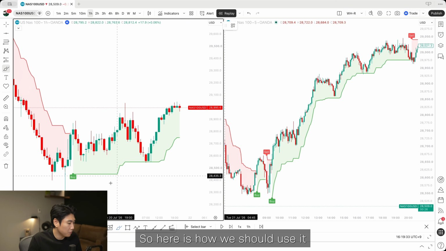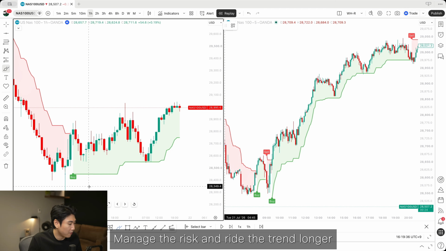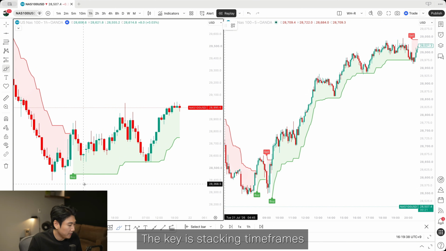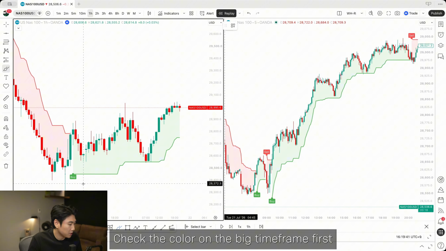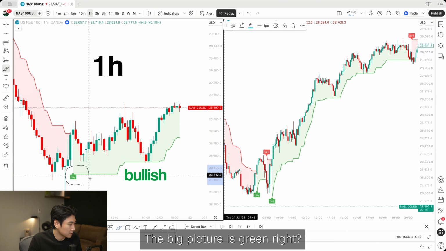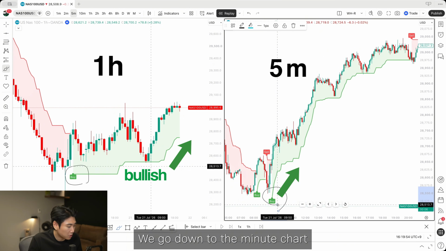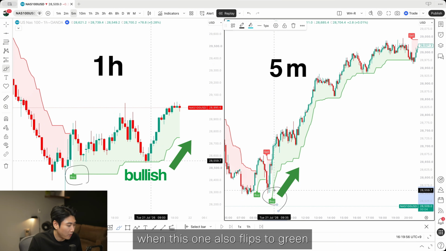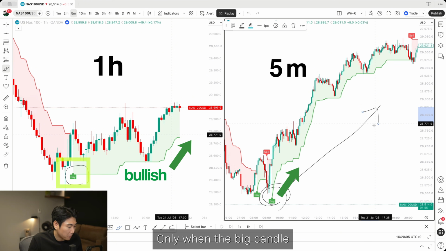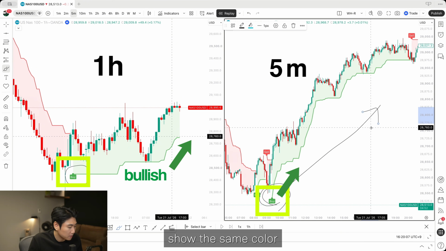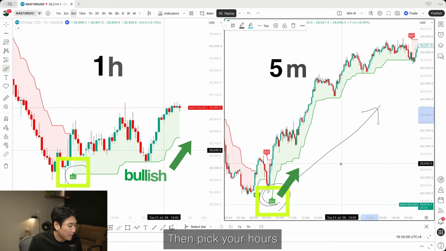So here is how we should use it. Manage the risk and ride the trend longer. The key is stacking time frames. Check the color on the big time frame first. The big picture is green, right? Then we only look for longs. We go down to the mini chart and we only enter when this one also flips to green. Only when the big candle and the small candle show the same color.